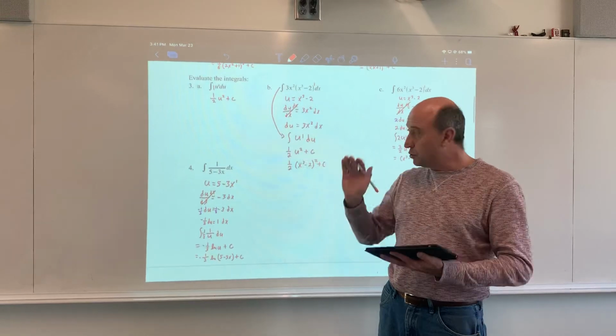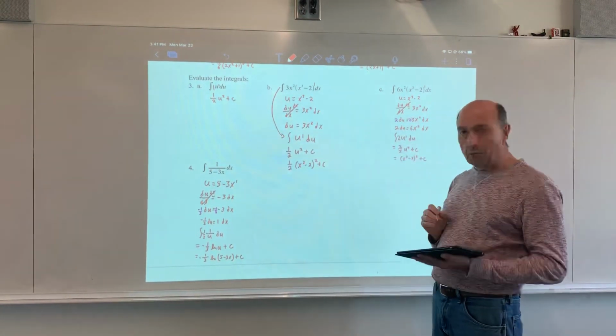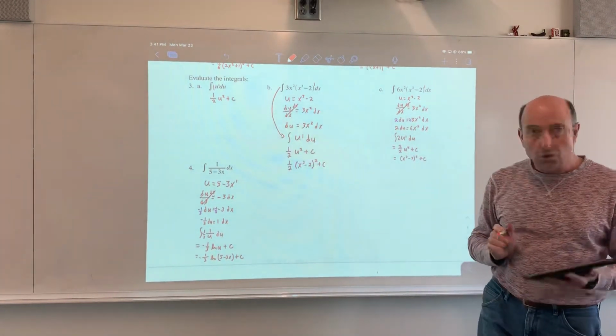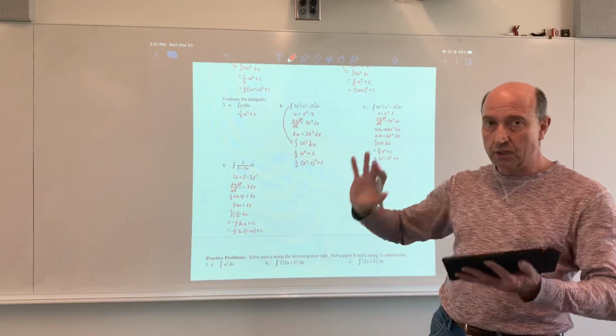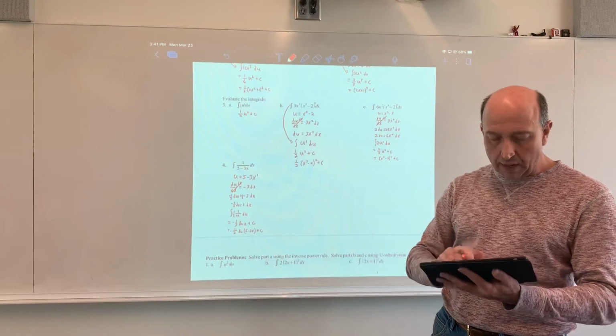U-substitution is tricky until you get the hang of it. None of the math steps were particularly hard, so once you get the hang of the process, U-substitution really isn't that bad, although it's intimidating at first because it's tricky. So give these a shot and we'll see what happens. Good luck.